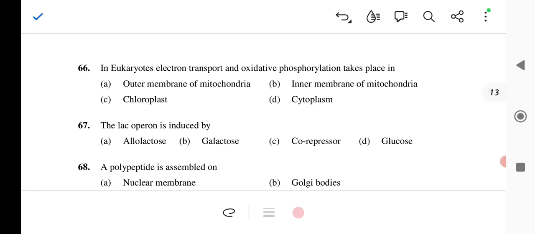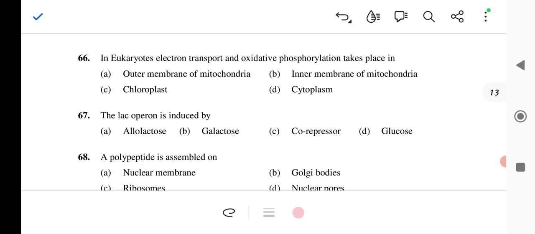Next is, in eukaryotes, electron transport and oxidative phosphorylation takes place in the inner membrane of mitochondria. Next is the lac operon, it is induced by allolactose. Next is, a polypeptide is assembled on ribosomes.